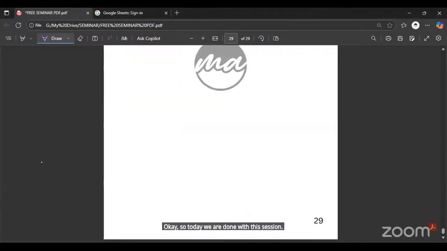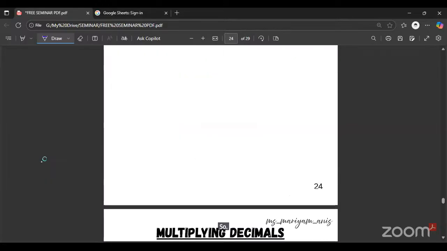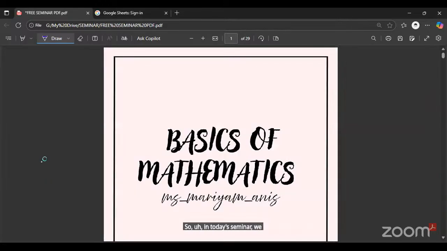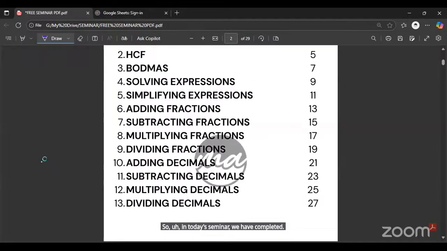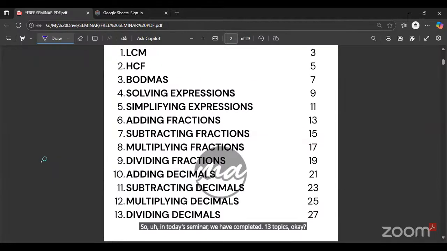Whatever topics I had decided on are done. In today's seminar, we have completed 13 topics: LCM, HCF, BODMAS, solving and simplifying expressions, adding, subtracting, multiplying and dividing fractions, and adding, subtracting, multiplying and dividing decimals too. So I want you all to go through the PDF. If you have any doubts regarding these topics, you can ask me now.